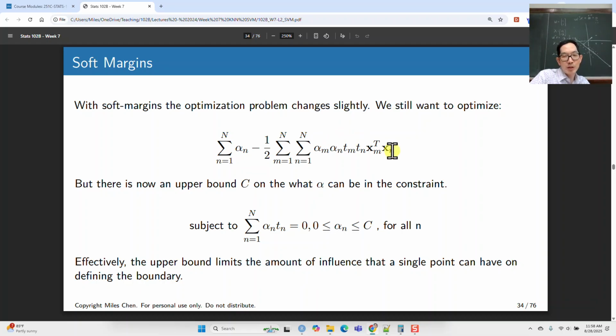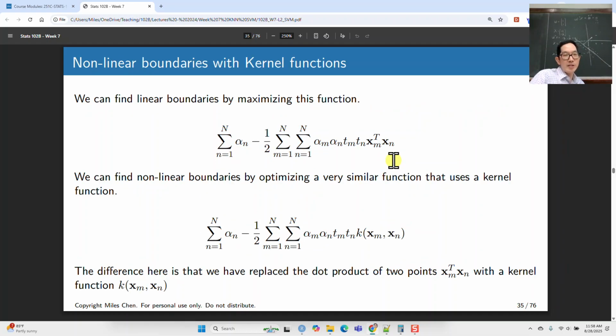Okay, so anyway, this is the problem. It's still a quadratic programming optimization problem, and having our optimization problem in this form allows us to do some silly things, like use kernel functions. Kernel is one of those weird words that appear in a bunch of different places, and they mean different things, okay?